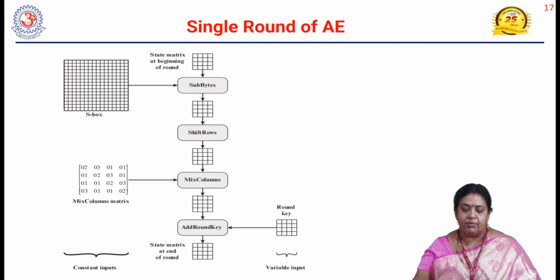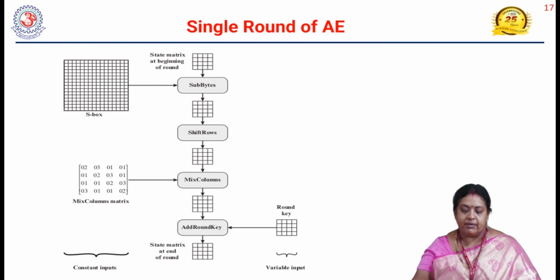Here rows will be shifted, that is, a simple permutation is done, and this output matrix is given to the next transformation, the mix columns transformation, where we make use of the mix columns matrix. So each column of the state array is multiplied in order to generate the output state matrix. Then that is given to the fourth transformation, add round key, which makes use of the round key.